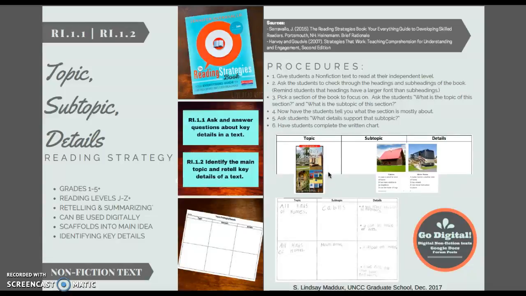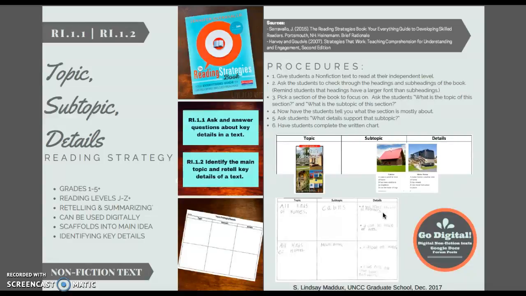So the main topic for this book is all kinds of homes. So it's important for them to understand that this entire book is focusing its big topic on all kinds of homes. Then when looking at the subtopic, we talked about how each of these headings talks about a subtopic that describes all kinds of the homes that were introduced. So the subtopic that they chose for this page was cabins. And then again, we wrote it down here in our chart to help us keep it organized.